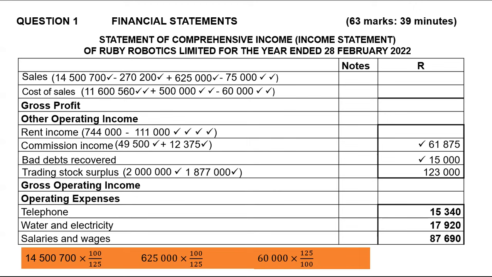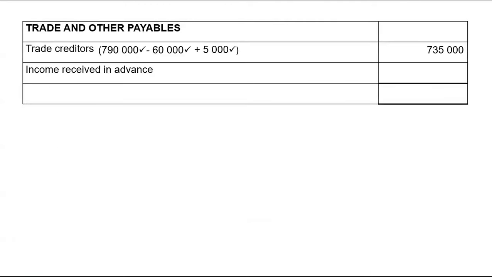Now, 744,000 minus 111,000, it'll give me 633,000. I'm done. That was my last adjustment. Then I'm going to take that 111,000 and add it here as income received in advance in trade and other payables. So my total trade and other payables will be 846,000. Done. I've closed pretty much everything.